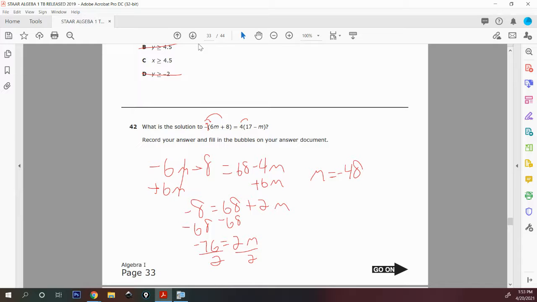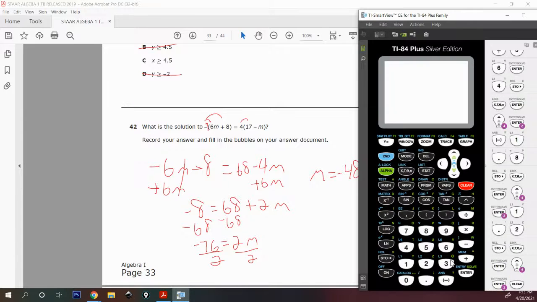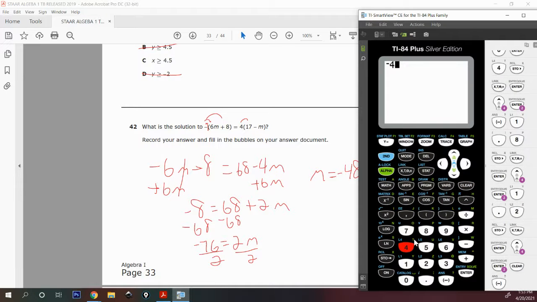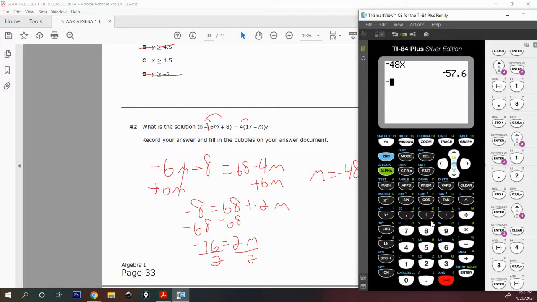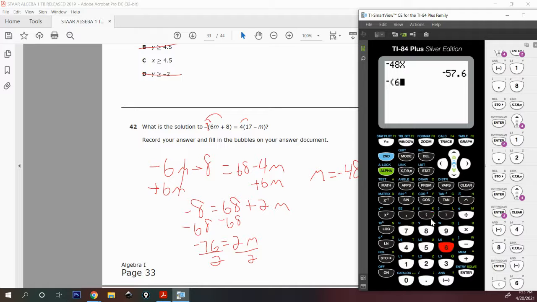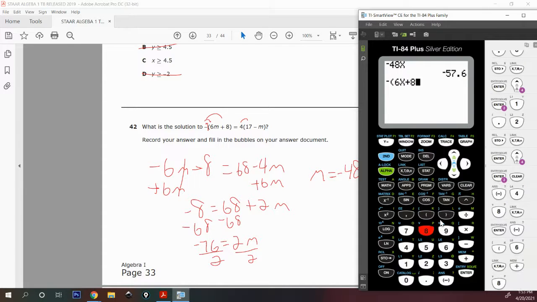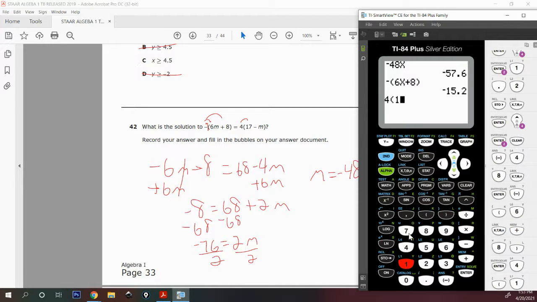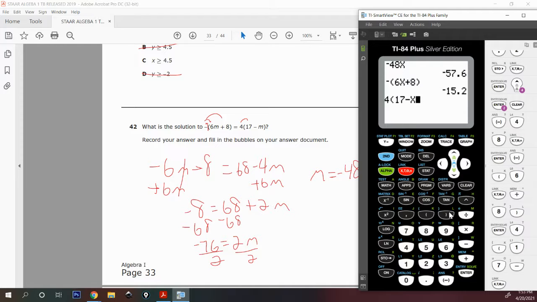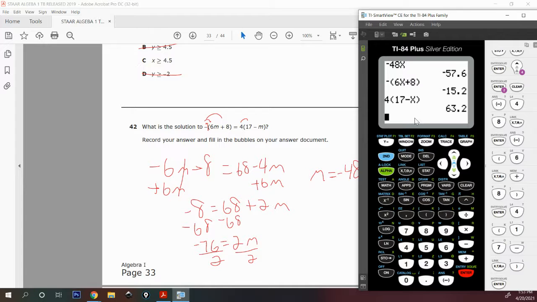Now, if I want to check my answer, what I can do is store -48. So I can do -48, store it in x. Put in this left side over here, which was -6x plus 8. And then do 4 times 17 minus x. And you see, I don't get the same numbers. And this is why it's important to check. So somewhere, something went wrong.